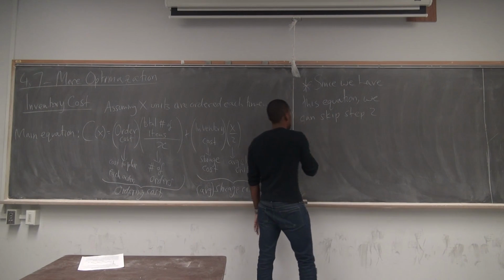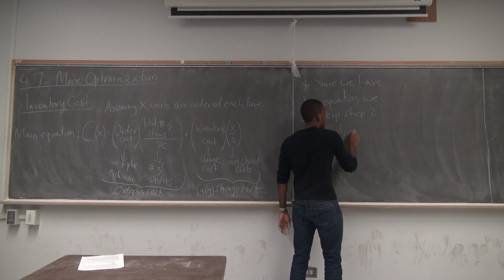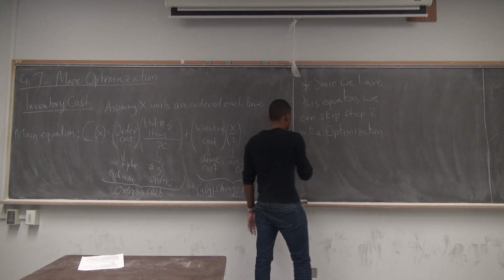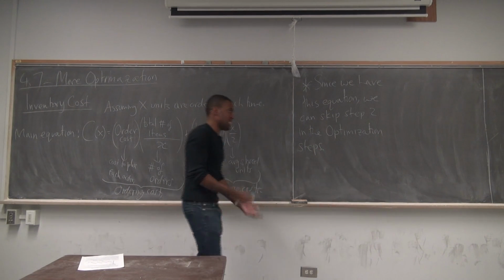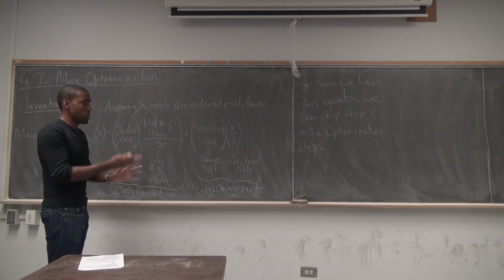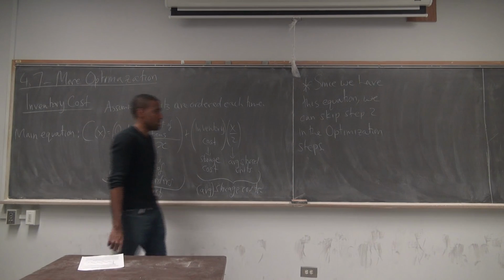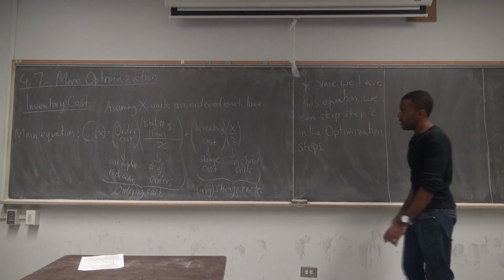You can skip step 2 in the optimization steps. Because usually step 2 is to draw a picture, and we draw the picture to come up with the equation, but in this case, you will always know the equation. You don't need to draw a picture.